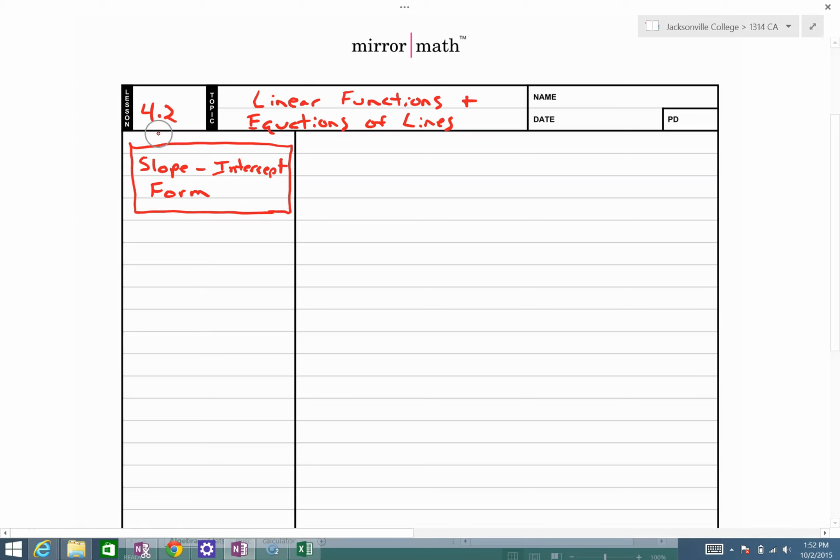In this video, we'll be looking at section 4.2, linear functions and equations of lines. Slope-intercept form. Slope-intercept form is the equation of the line y equals mx plus b. Here we see our input variable x and our output variable y, and we see these two parameters m and b. M, as we mentioned in our previous section, represents slope. And we know, amongst other things, slope is a rate of change.